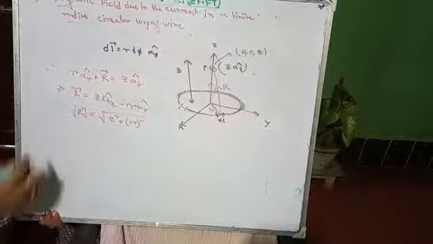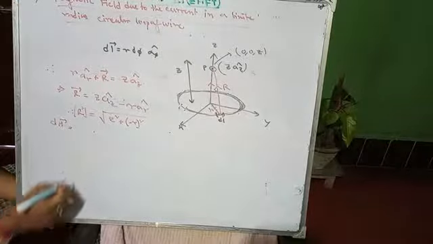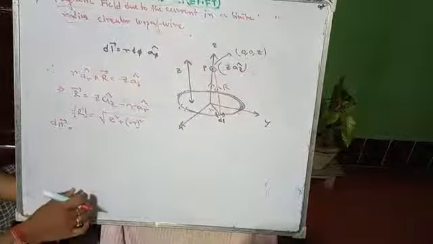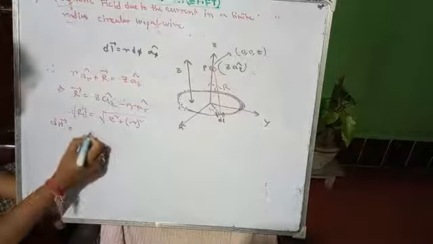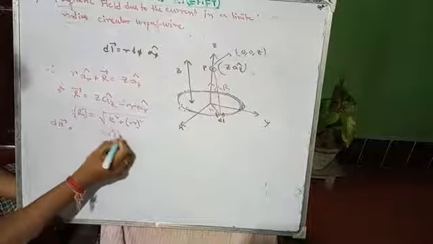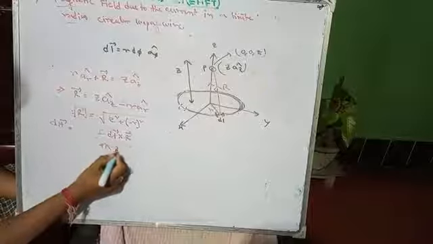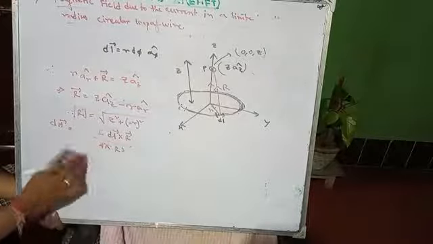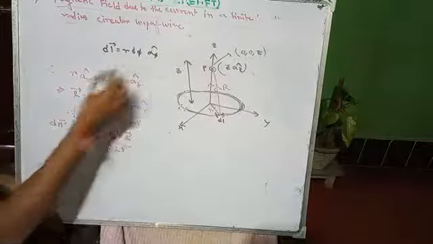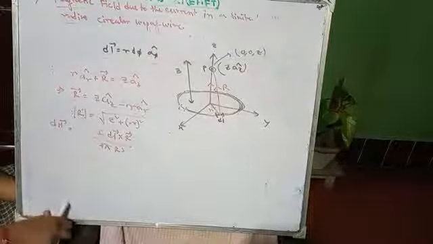Okay. So now what is the dH? By applying the Biot-Savart law here, dH equals what? We know dH equals I dl cross R vector divided by 4 pi R cube. Okay. So now you have to do the cross product dl cross R. Okay. So this is your dl, this is your R vector. So now please perform this cross product first.